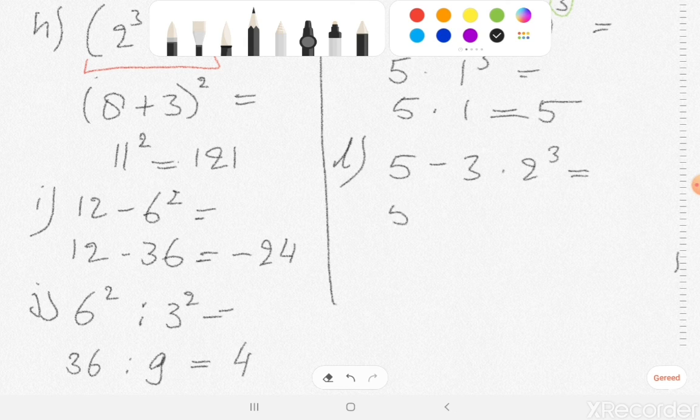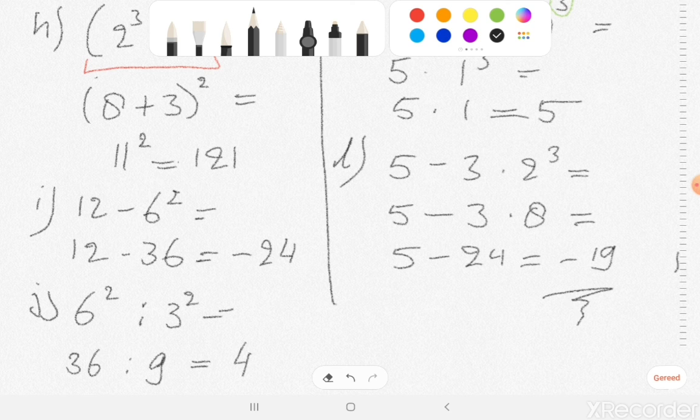And then the last exercise, exercise L, 5 minus 3 times 2 to the power of 3. 2 to the power of 3 is 8. Then 3 times 8 is 24. And 5 minus 24 is minus 19. Do not forget the minus over there because it's a negative 19.